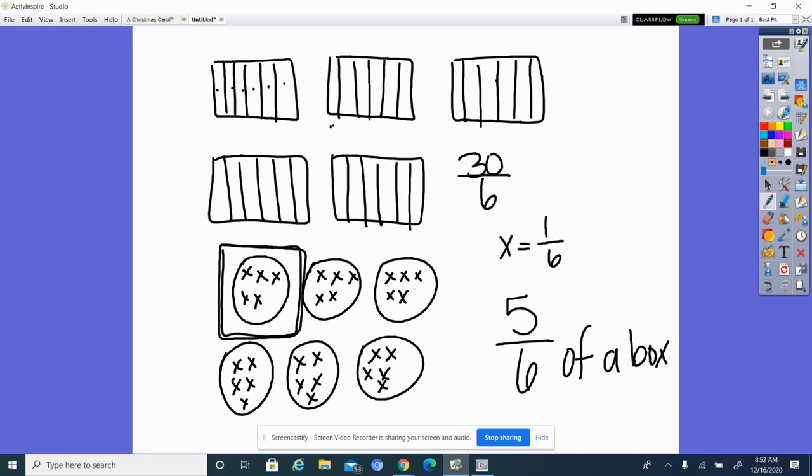Okay. Now we ought to guess that if we did 5 divided by 6, right? Because we have 5 boxes and we're dividing it by 6, it would give us 5/6. Okay? Yes. Yep.